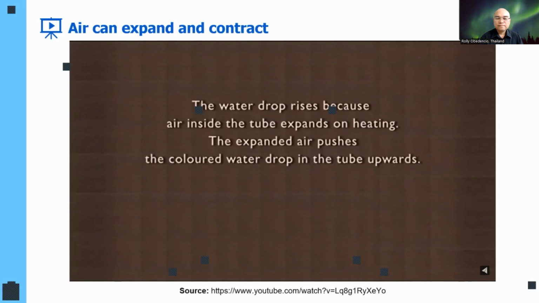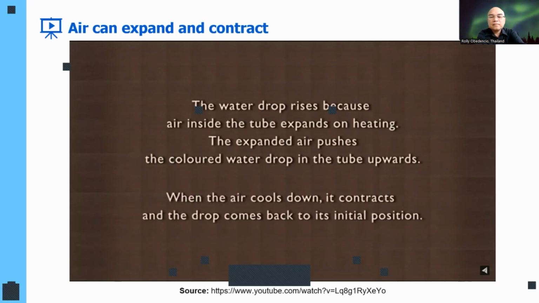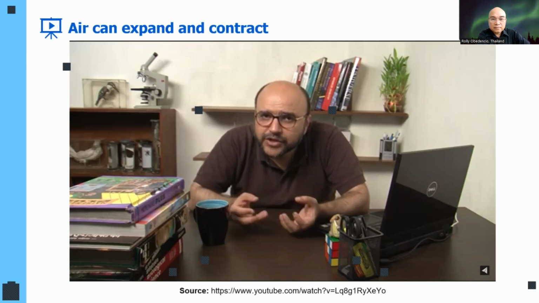The water drop rises because air inside the tube expands on heating. The expanded air pushes the colored water drop in the tube upwards. When the air cools down, it contracts and the drop comes back to its initial position. So we just saw that air expands on heating and contracts on cooling, just like other materials.